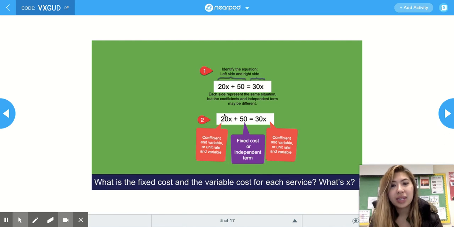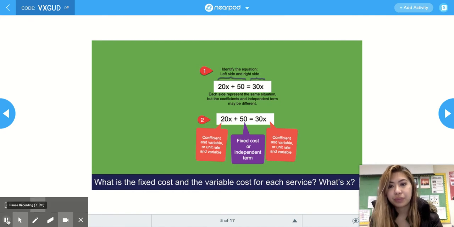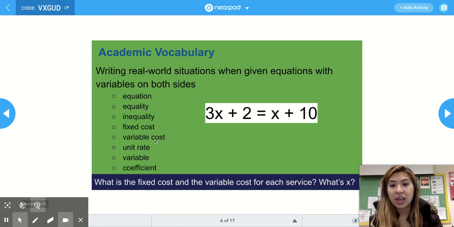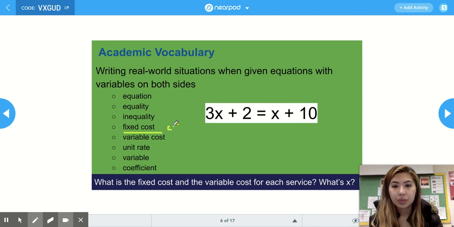Again, 20 in this case is the coefficient, the unit rate, the slope. 50 is the constant, and 30 is also a coefficient, unit rate, slope. Today we're working with equations, so we're going to have the equal sign. Inequality, we worked with yesterday. Fixed cost is usually a sign that that's going to be the constant. Variable cost means changing cost. So that's usually a sign that that's going to be the slope, the unit rate, the coefficient.